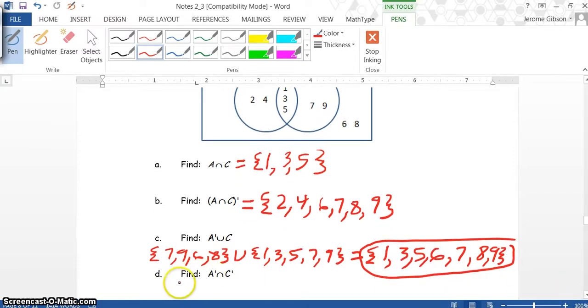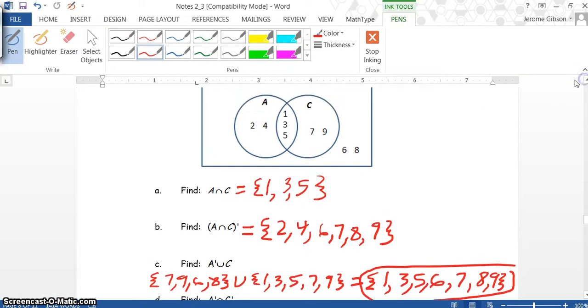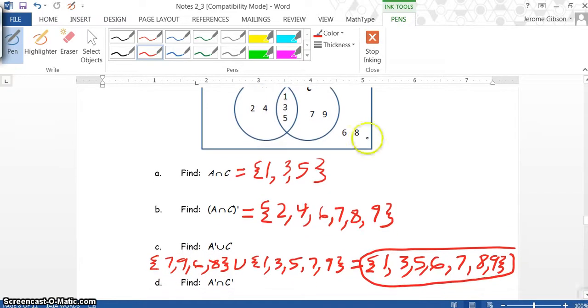Now, we have find A complement intersects C complement. Now, we know that A complement was 7, 9, 6, 8. C complement is 2, 4, 6, 8, which we can see here. So now, what they have in common is 6 and 8. So this answer here would be 6 and 8.